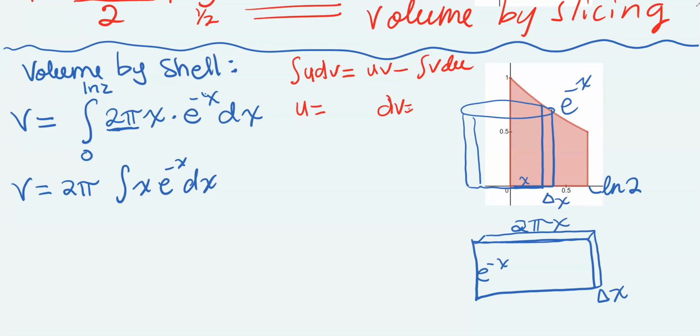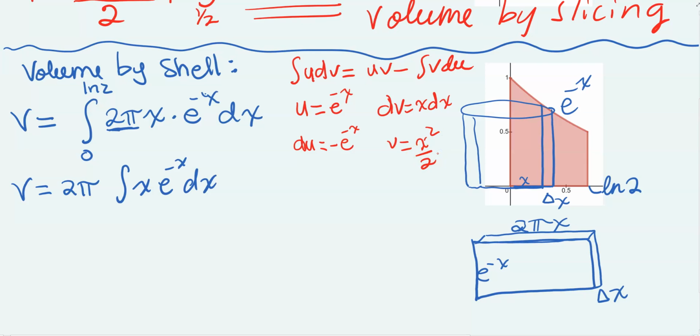Okay, so if I was to, let's just for example here, let u be e to the negative x, because I say, oh, I can totally take the derivative of e to the negative x, so du is negative e to the negative x, right? And if I was to let dv be x dx, then my v would be x squared over 2.